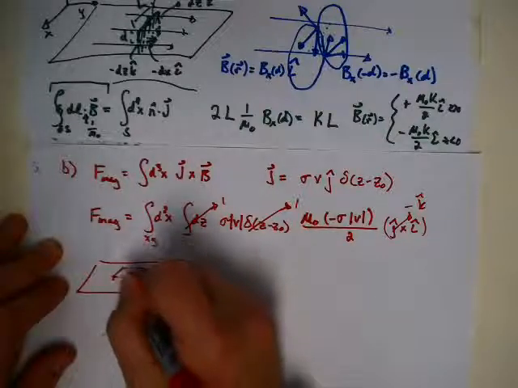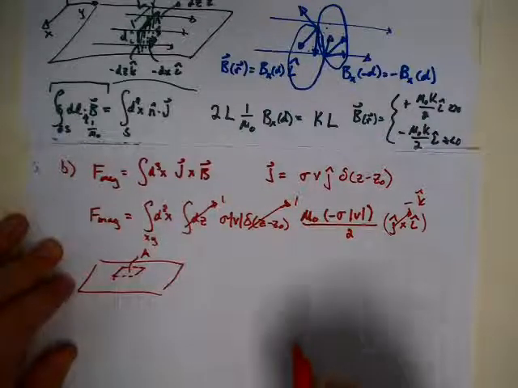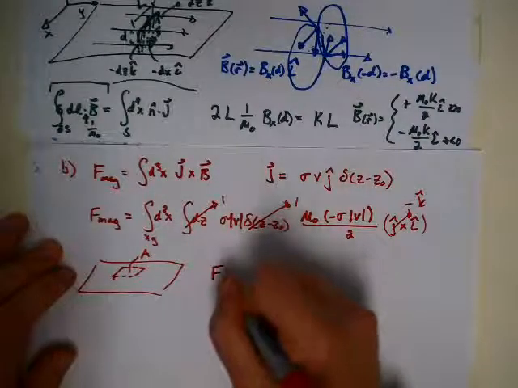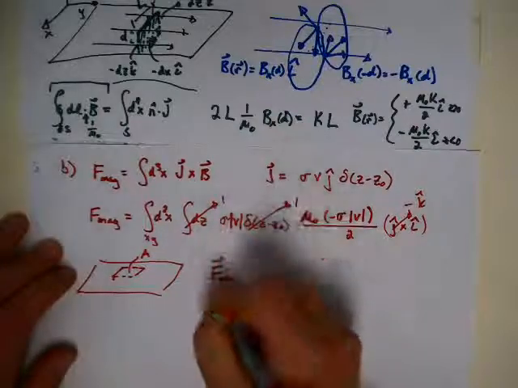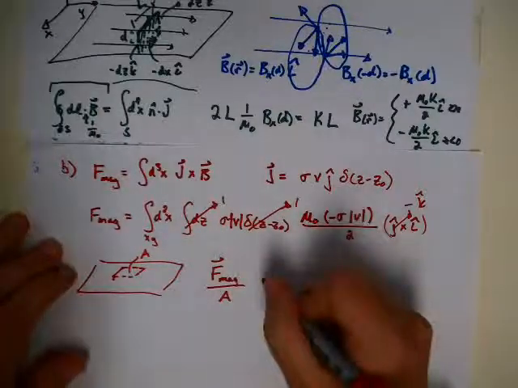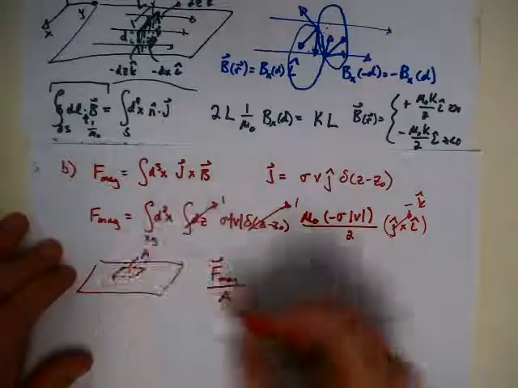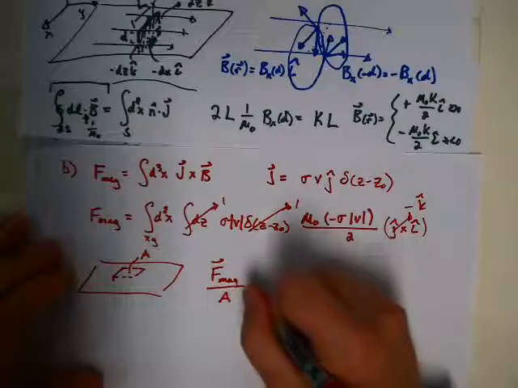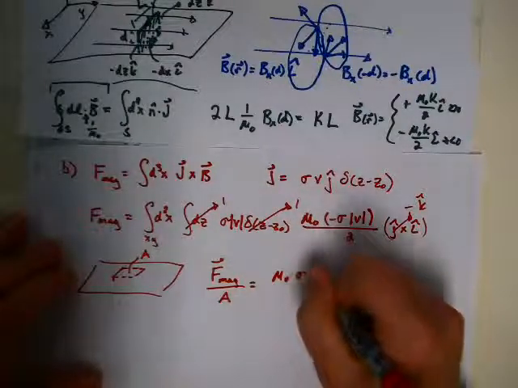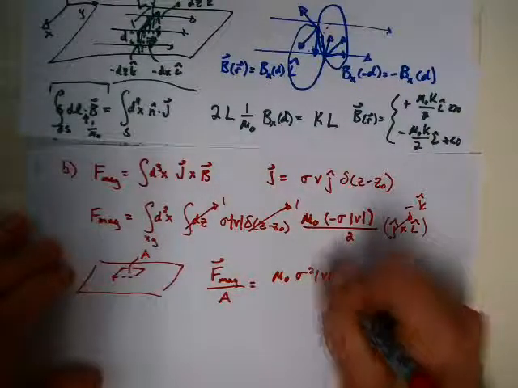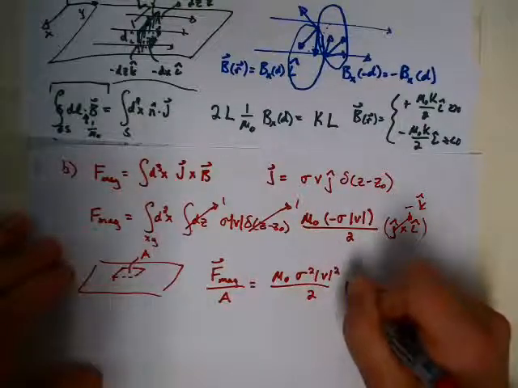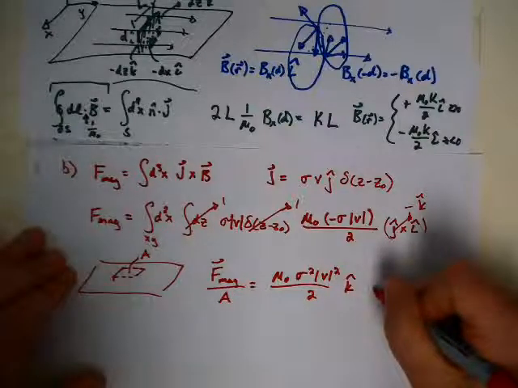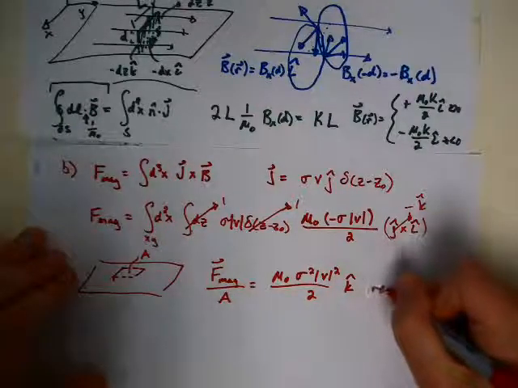essentially what I'm looking at is that area of the top. That's what this integral over xy is. It's the area. And so the magnetic force divided by area, so magnetic force per unit area, that's dividing this over to that side, is going to be then positive mu naught sigma squared v squared over 2 k hat. And so this force is in the positive direction, so this is repulsive.